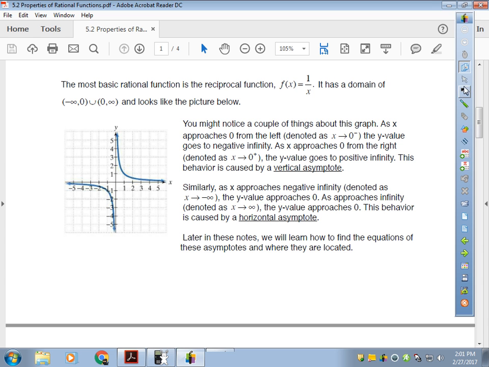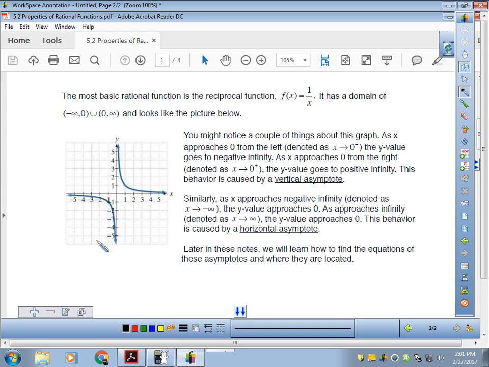Now you might notice a couple of things, that as x approaches 0 from the left, the y value starts going down towards negative infinity. And as x approaches 0 from the right side, the graph starts going up towards positive infinity. That behavior is caused by what's called a vertical asymptote. There's technically a vertical line right here that the graph cannot touch. Okay? So there's just a space where the graph cannot touch that line.